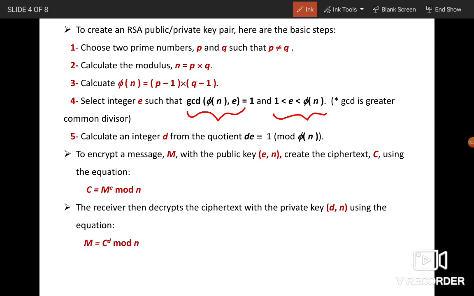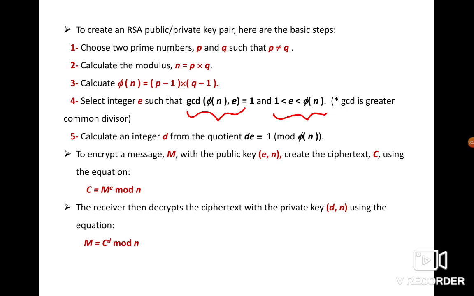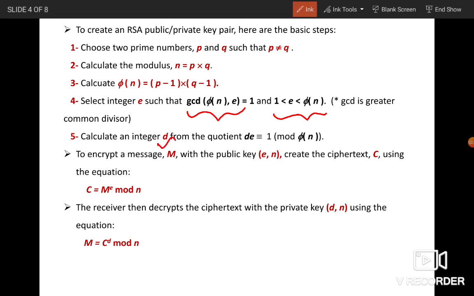After choosing e, you have to calculate d. You can use the formula d·e is congruent to 1 modulus phi of n. Such that we have chosen the value of e and calculated the value of d. So we can publish the public key pair, that is (e, n), and the private key pair is (d, n). Now we move on to the encryption process and decryption process.